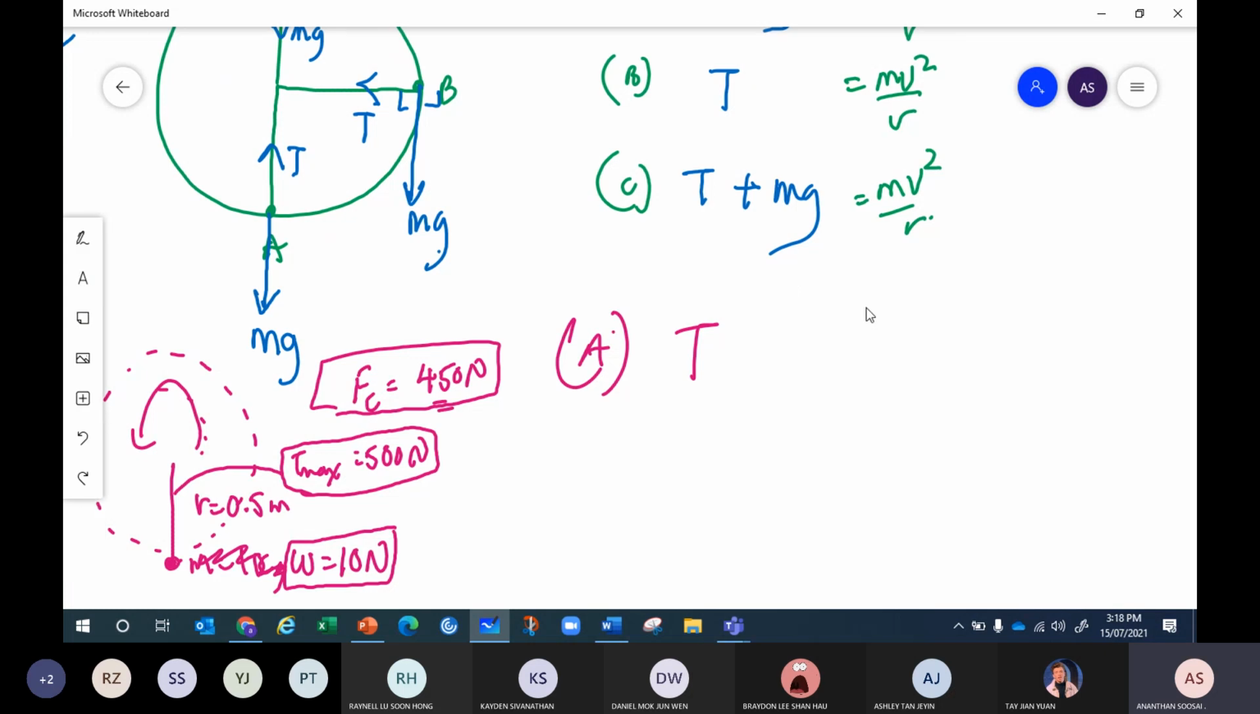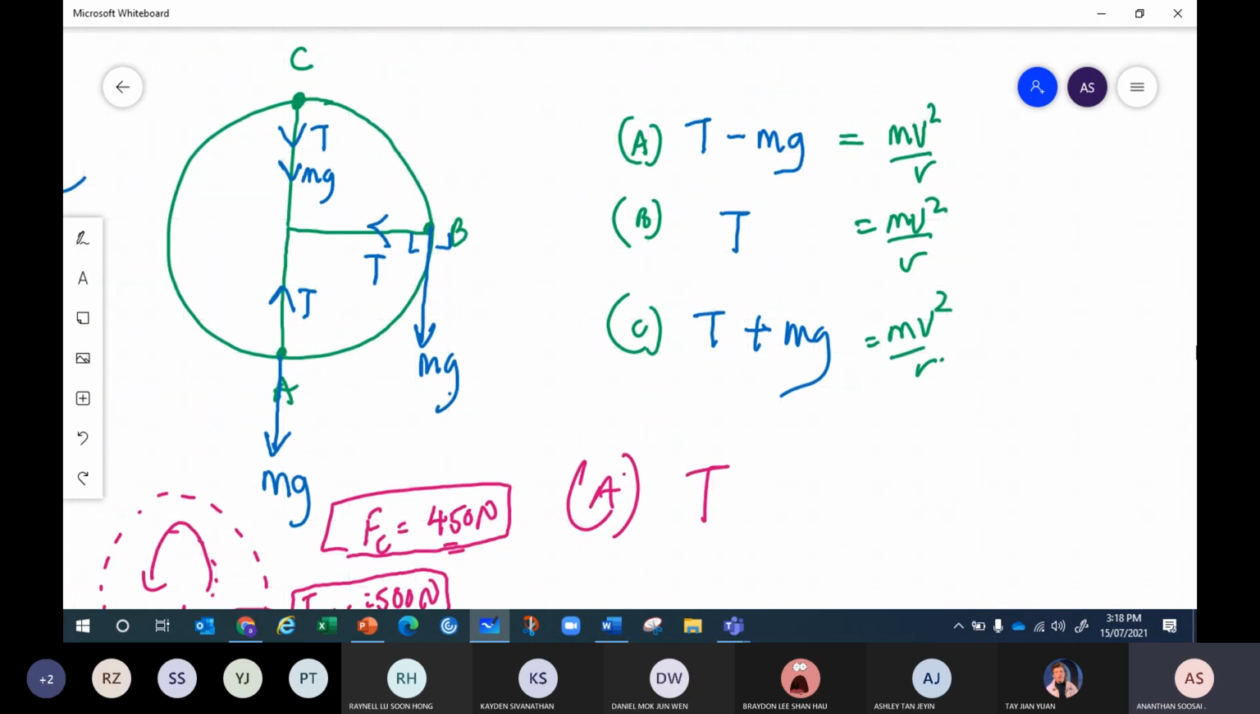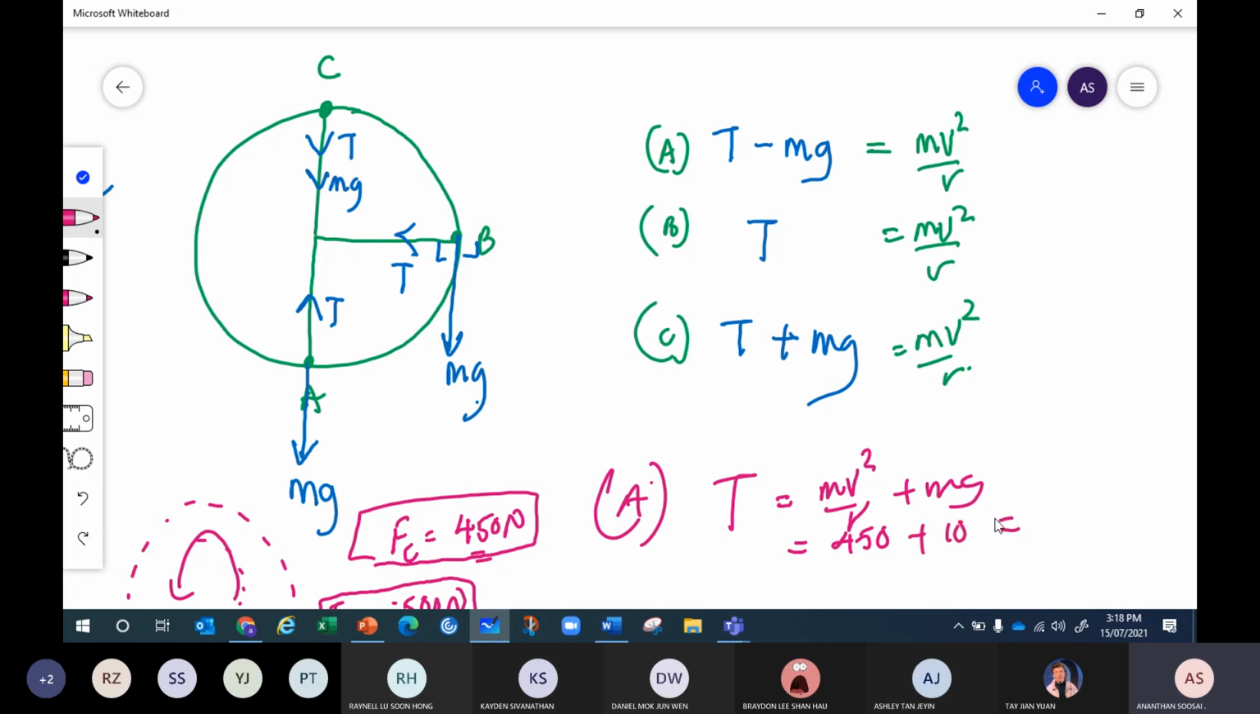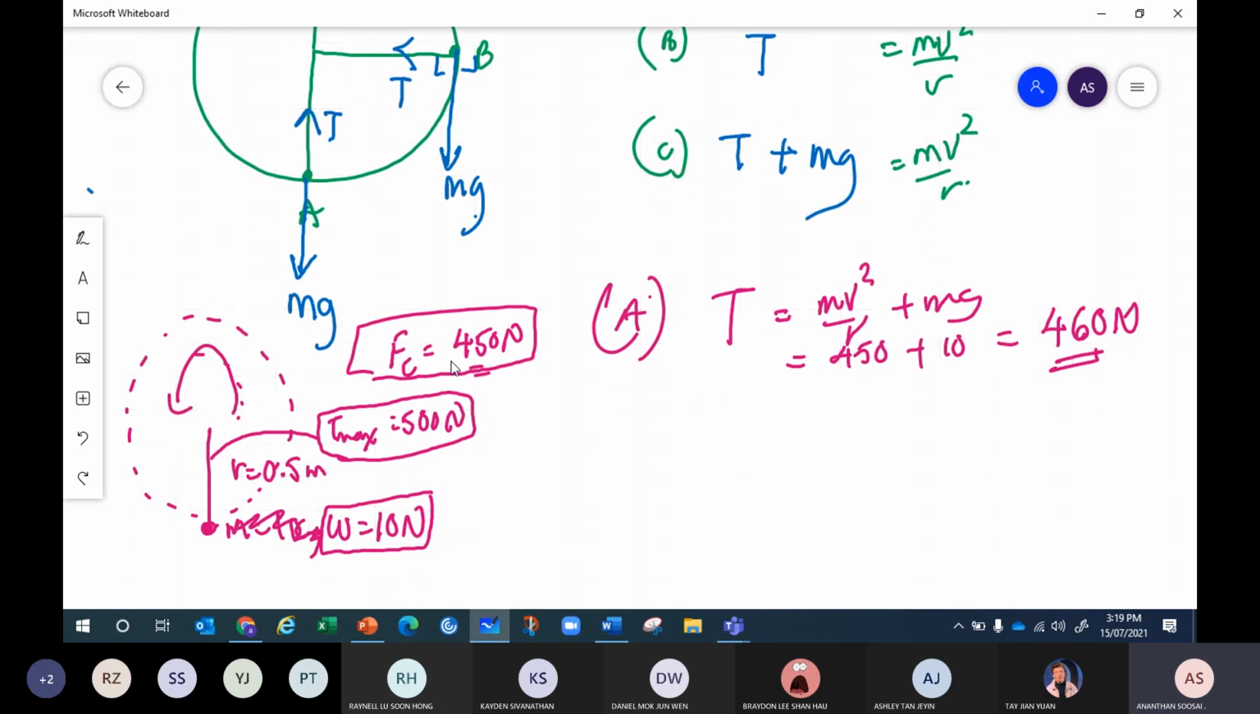So what do we do? This is the equation, right? So tension at A is found to be mv squared over r, bringing mg to the other side, plus mg. So tension at the bottom is how much? Centripetal force is 450 and weight is 10 Newton, so tension at A becomes 460 Newton. When you whirl it with that particular speed, which gives a centripetal force of 450, the tension at the bottom will be 460 Newton. The string experiences 460 Newton.